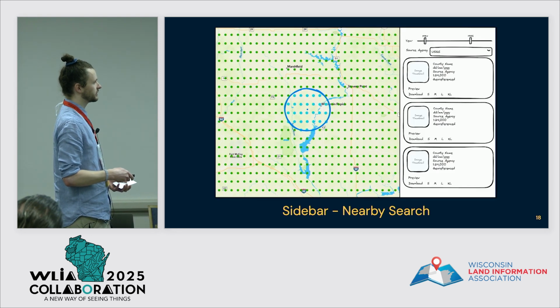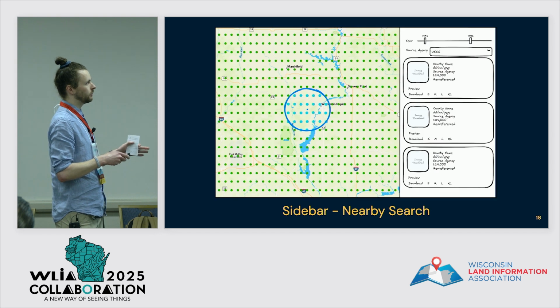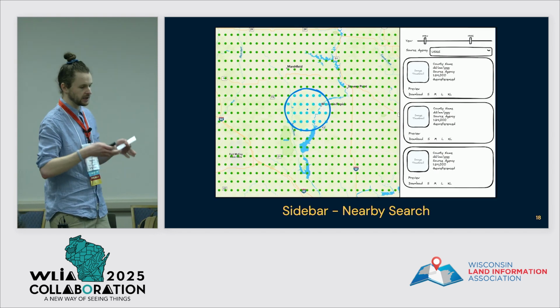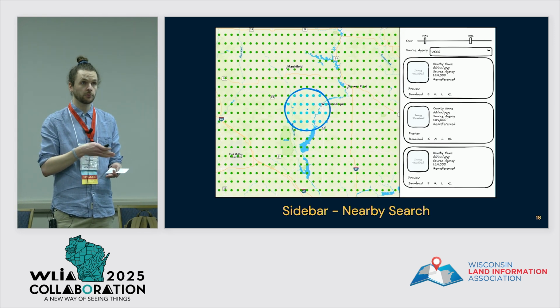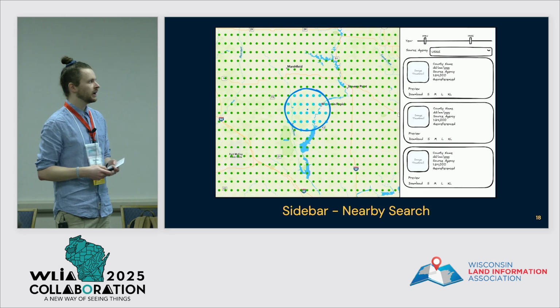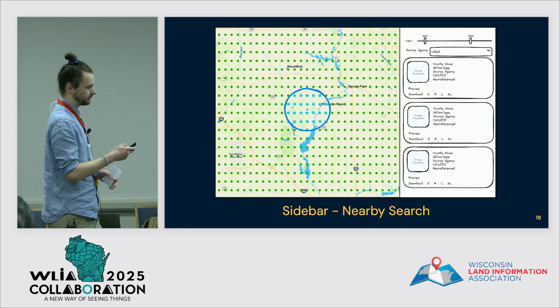Another thing to test would be sidebar and nearby search. So instead of a pop-up, would a sidebar be better? That's what we want to test. And then instead of clicking on a point and getting a single image, would it be nice if we got multiple images returned, whether it's a nearby search or overlapping extents or something like that?